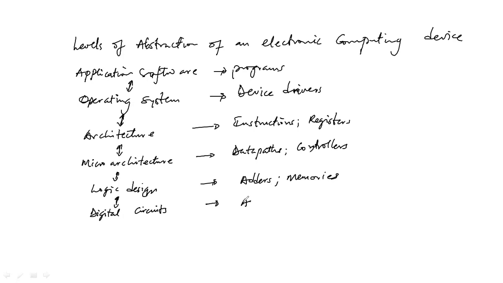We have the AND gates, OR gates, NOT gates, inverter, then we have the NAND gates, etc. And below the digital circuit abstraction is the analog circuit. Below the analog circuit is the devices, and then below this is the physical electronics.